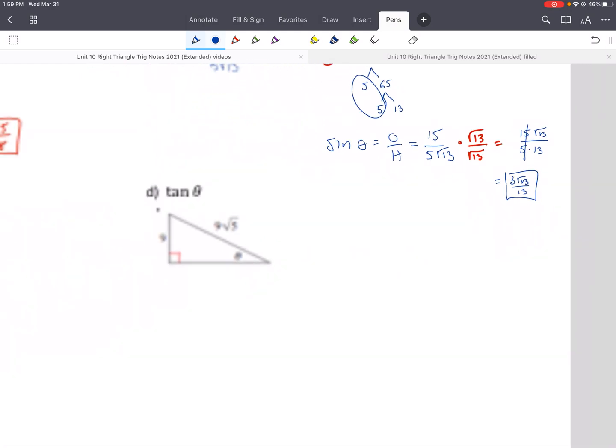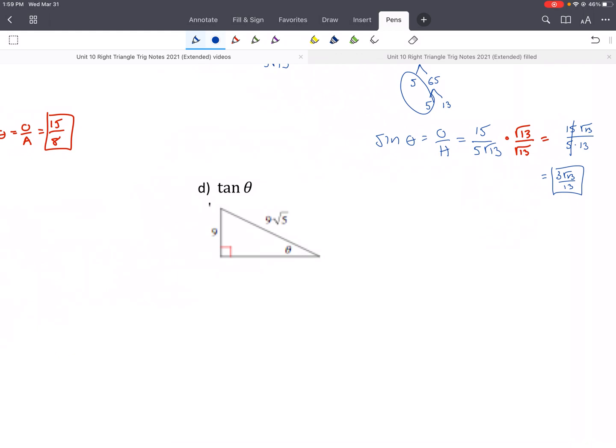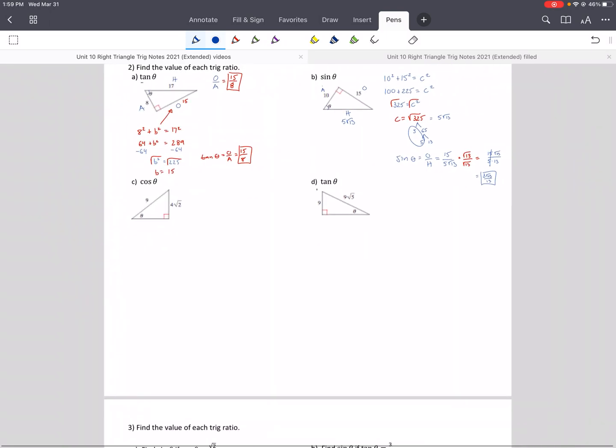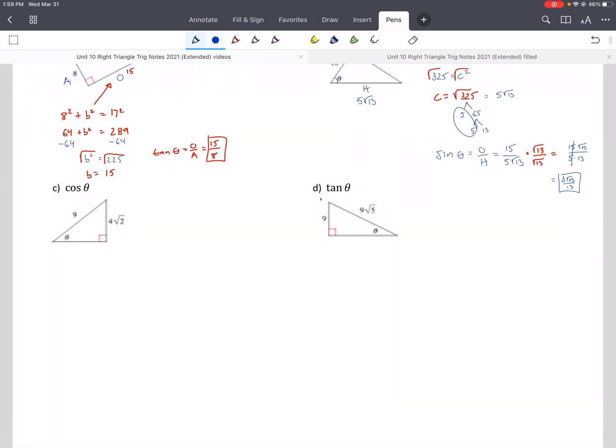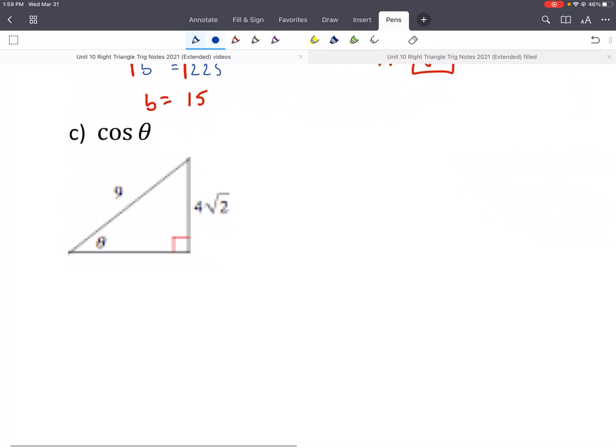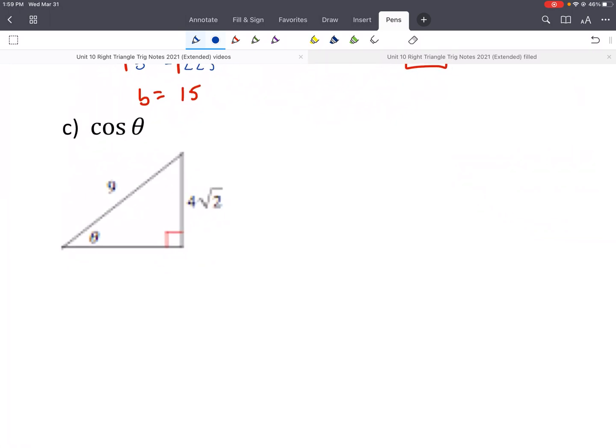All right, so I have a couple more examples on that. If you feel comfortable, there's nothing really different for C and D. You can skip over to the next page if you need to, but I'm going to give you a couple more examples. So here we have a missing side.